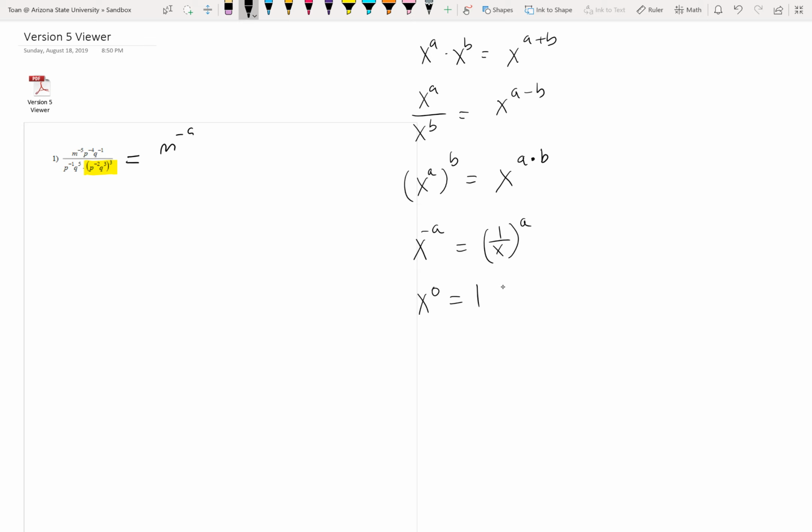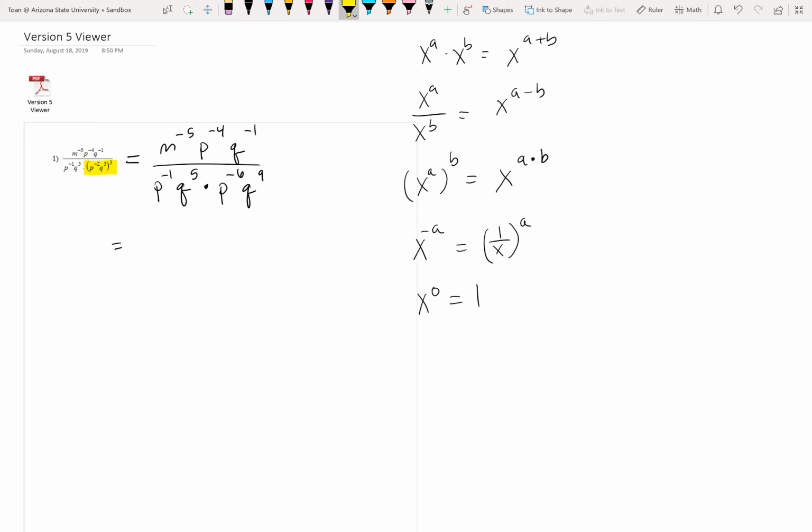So m to the negative 5, p to the negative 4, q to the negative 1, all over p to the negative 1, q to the 5, and this is the actual part I'm going to be doing math on, distributing the exponent of 3, that's p to the negative 6, q to the 9.